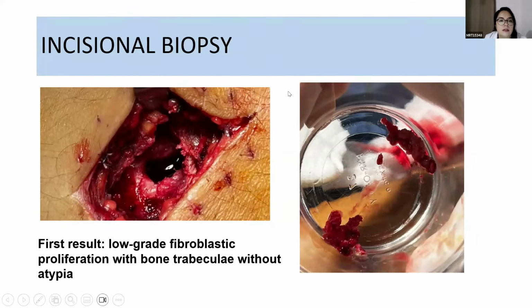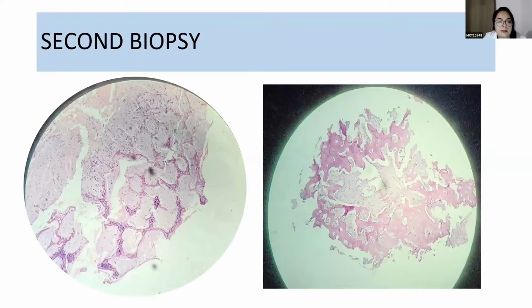We decided to do an incisional biopsy. The first biopsy confirmed a low-grade fibroblastic proliferation with bone trabeculae without atypia. So due to the fact that clinical and radiological results were not making sense together, we decided to do a second biopsy, and show it to an oncopathologist.